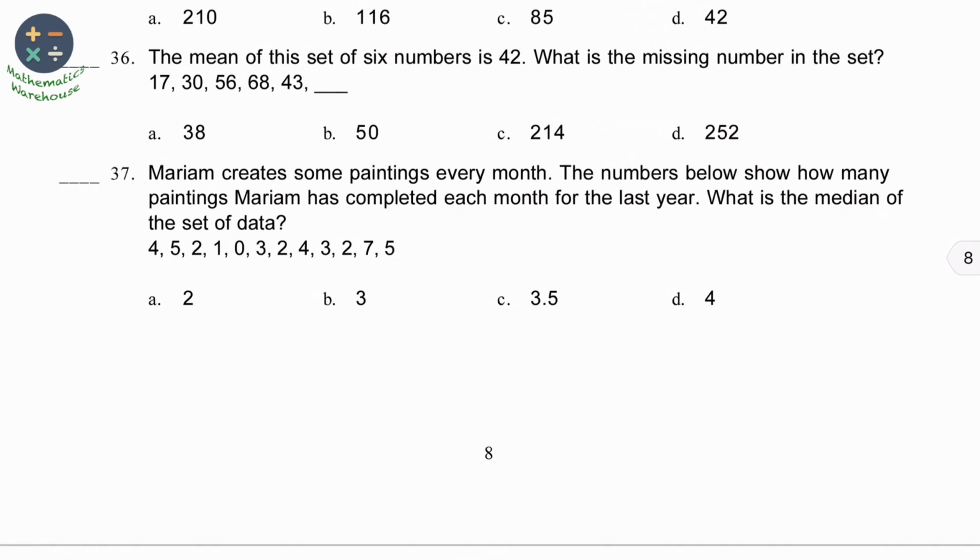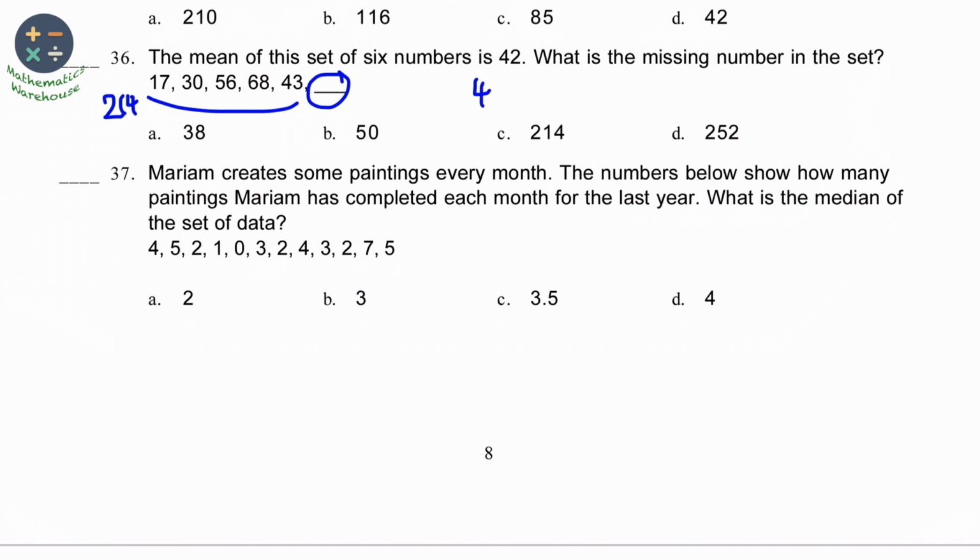Next question. The mean of this set of 6 numbers is 42. What is the missing number in this set? Add them all, so the sum would be 214. Suppose we have another value; to get the mean, we add them all, then divide them by 6. Let us make the inverse operation. Let us multiply these by 6.